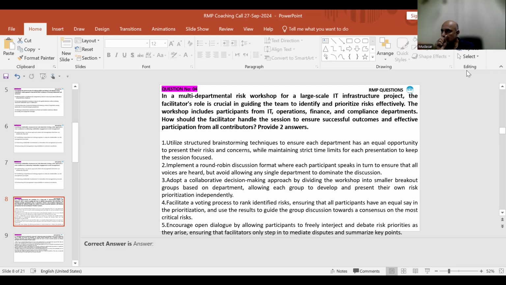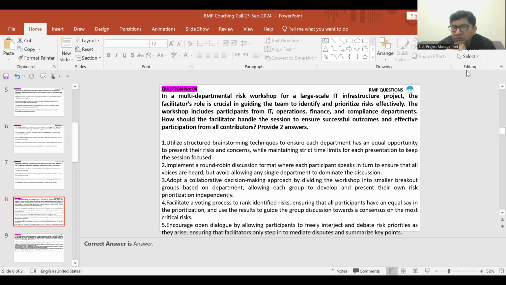I would go for option number B, option number 2. Okay. And I would go for option number 3, collaborative decision-making approach. Yes, divide the work. Collaborative and structured brainstorming.